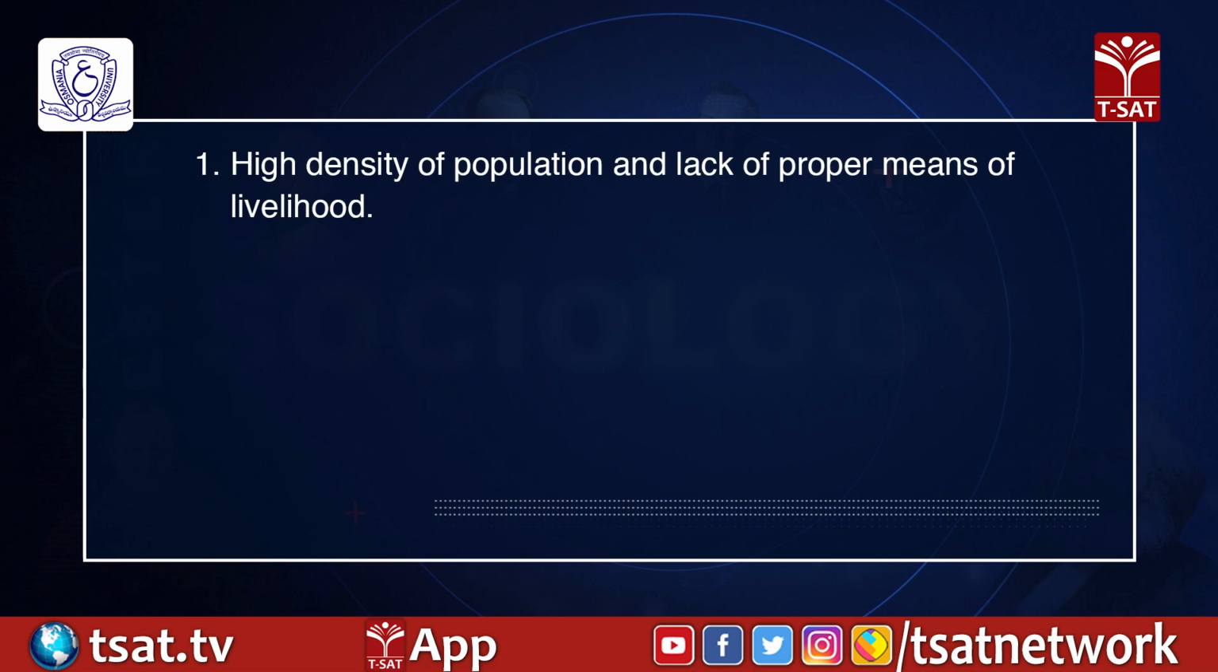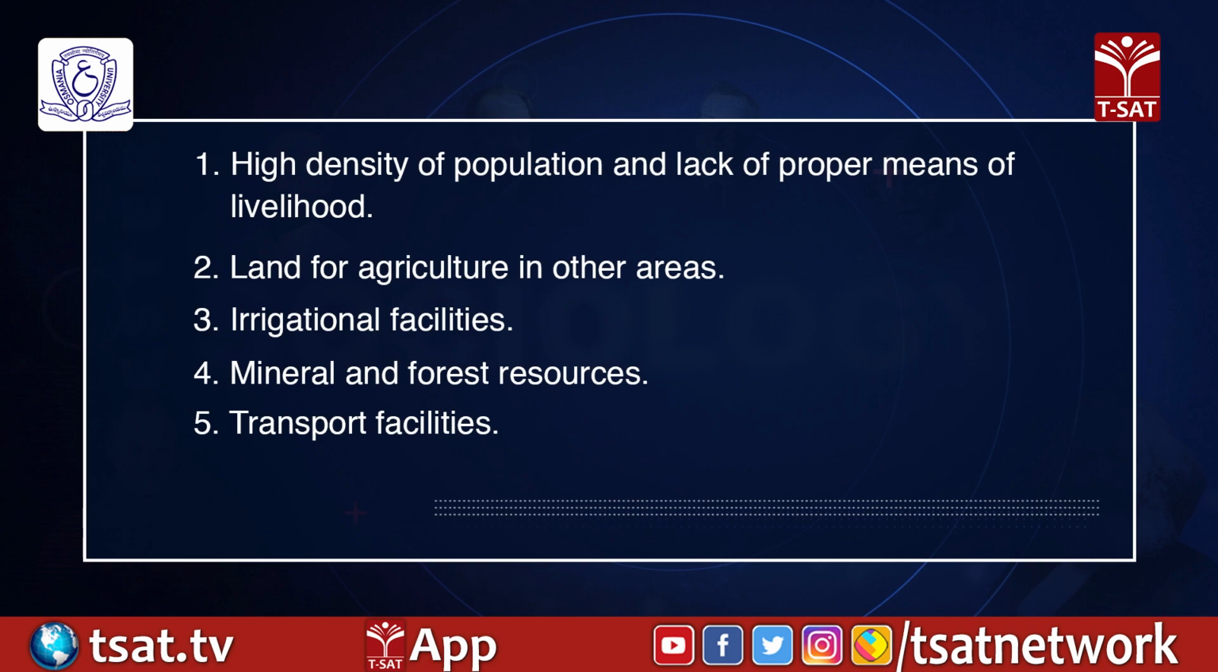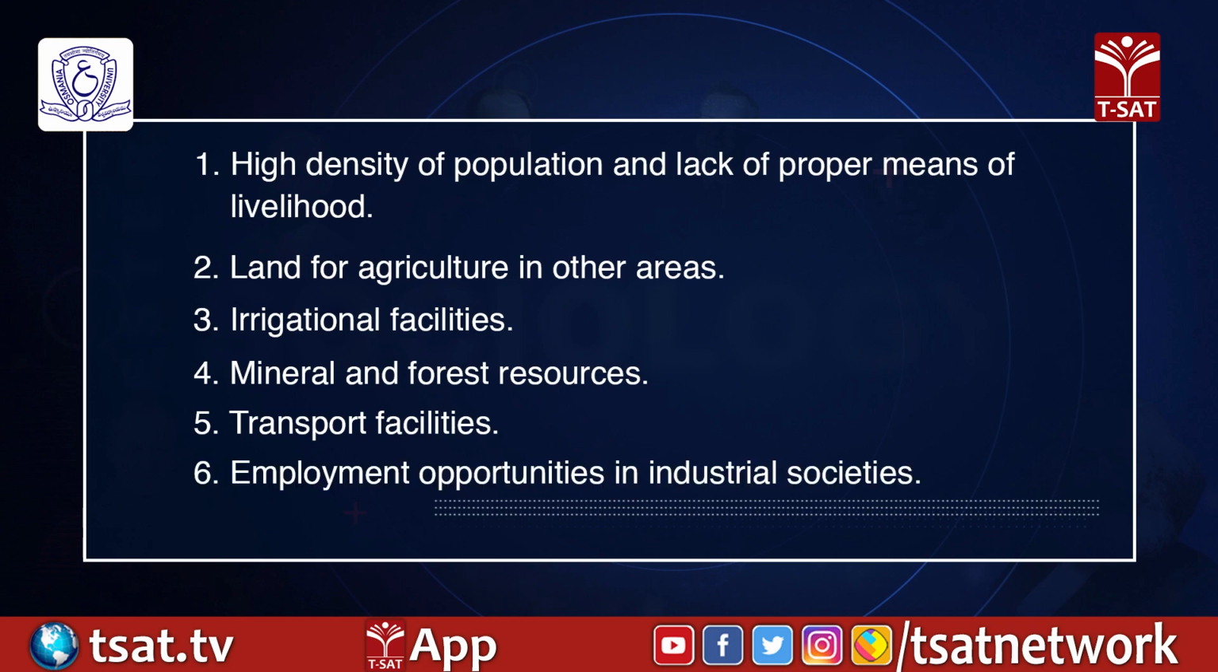proper means of livelihood, land for agriculture in either areas, irrigational facilities, mineral and forest resources, transport facilities, employment opportunities in industrialized societies, facilities for trade and commerce are the examples for this.